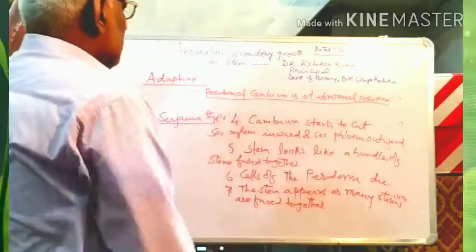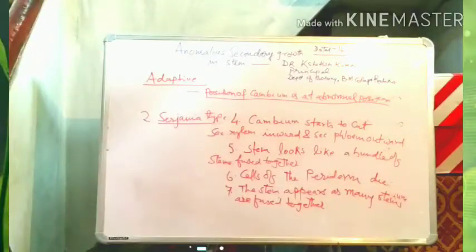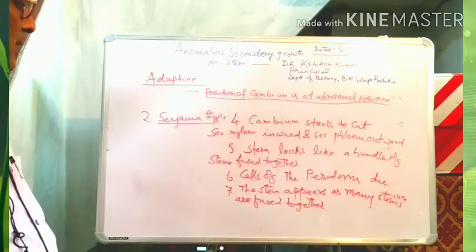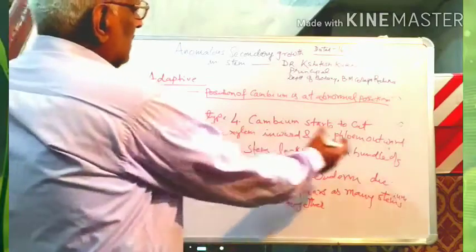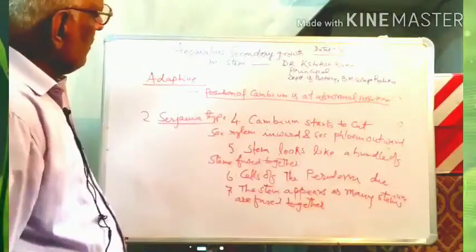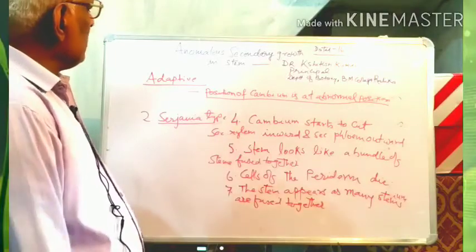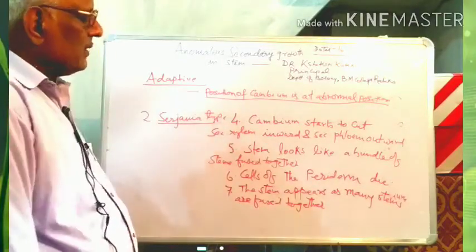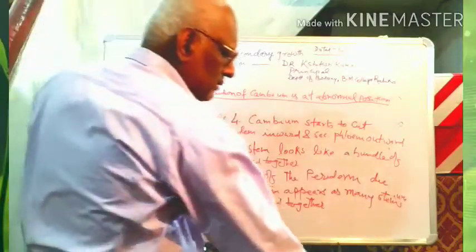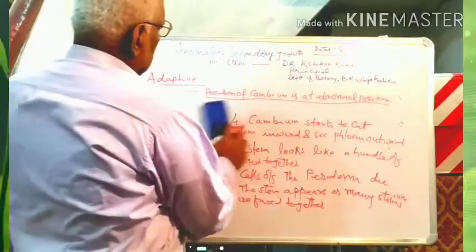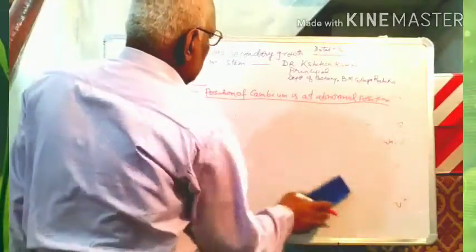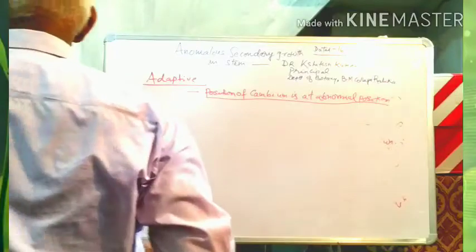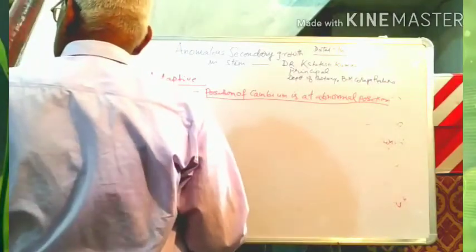So, this is the Sergenia type of abnormal secondary growth, found in one of the Sapindaceous plants, that is Sergenia. Now look at the topographical figure of this Sergenia stem. What is the figure? How does it look?